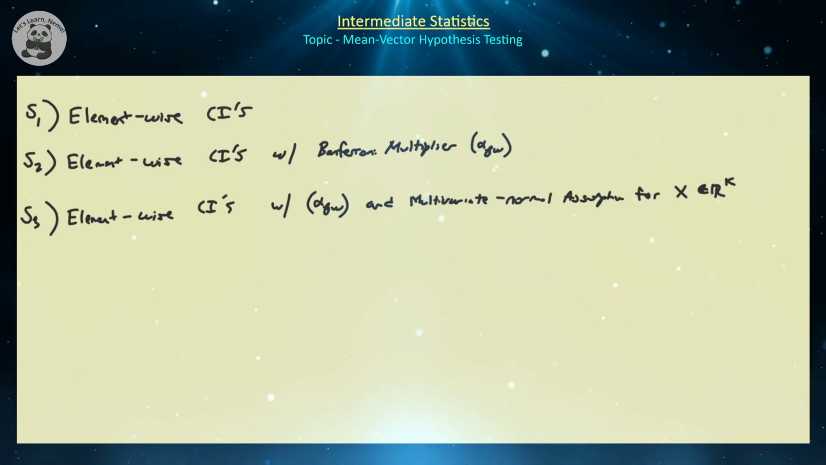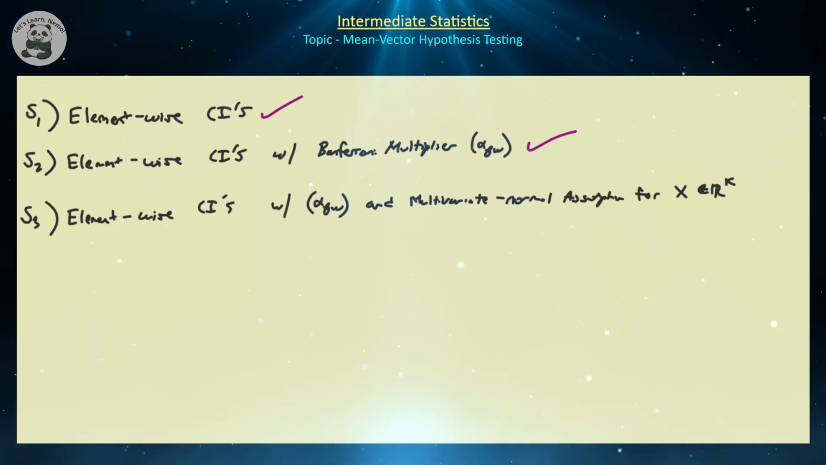So up to this point, we have two variations of confidence intervals for testing the equality or the value of a mean vector. We have the element-wise confidence intervals, which allow for different alpha j's for each feature. Then we have the element-wise confidence intervals with the Bonferroni multiplier, where we take all of our alphas for each feature, we pool them together in some sense, and construct what is called a Bonferroni multiplier, which is going to be the sum for each of our k confidence intervals.